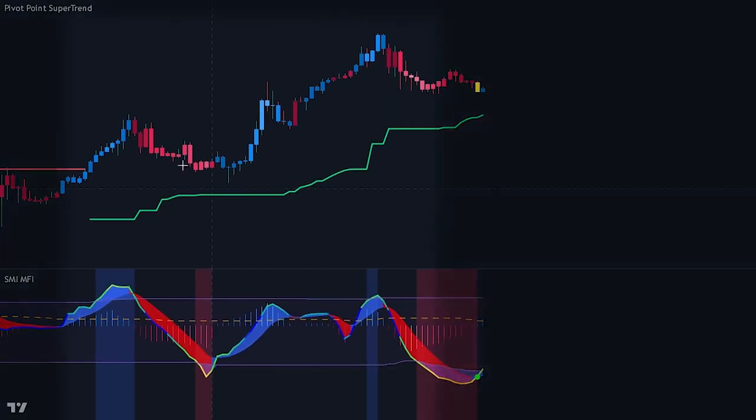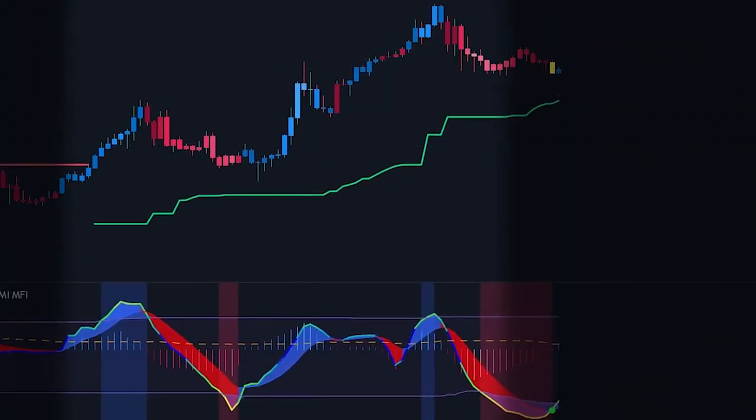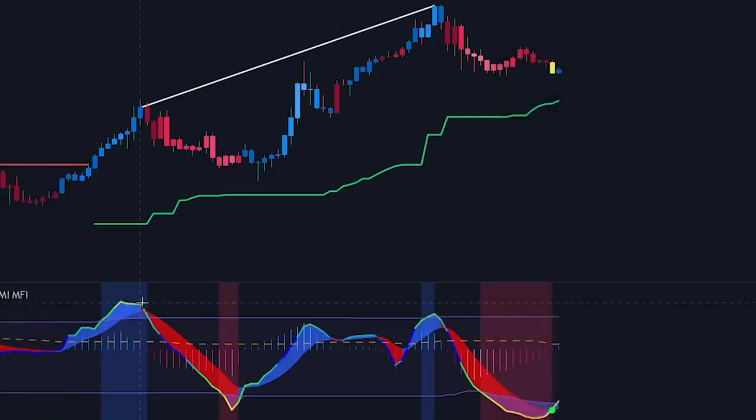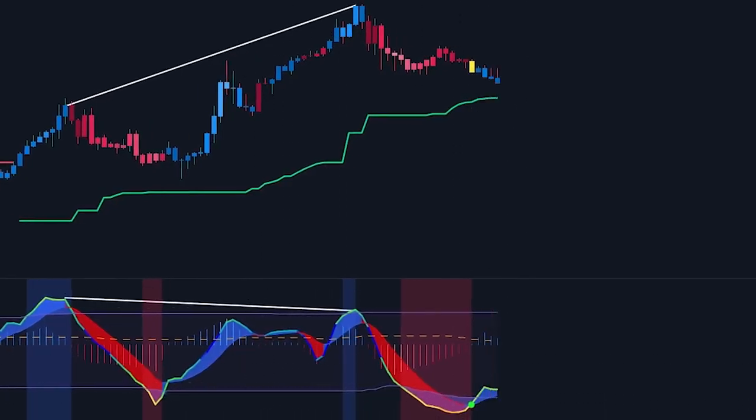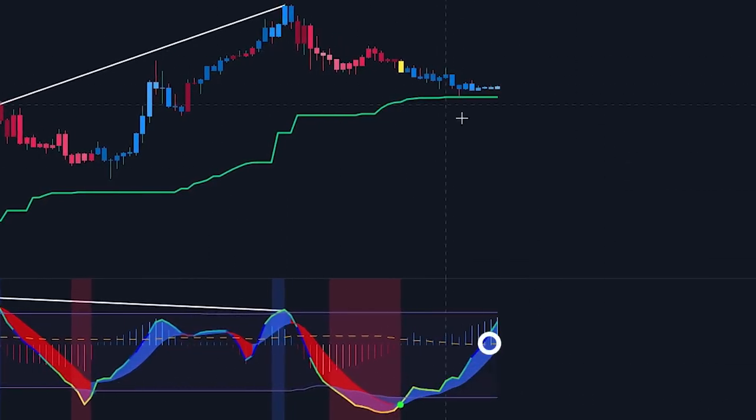This is because if we compare the SMI MFI indicator with the price action, we can see that a bearish divergence has formed due to the price making higher highs while the SMI MFI makes lower highs. To enter into the position when the price adjusts for the bearish reversal, let's wait for the SMI MFI line to cross above the center line. As you can see, this occurred here.